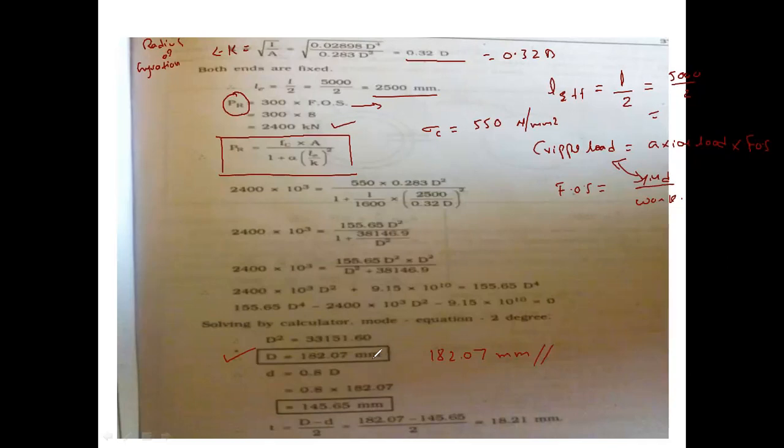Okay. So after getting your capital D, what is the first relation given? Small d is equal to 0.8 times D. Right? Substitute your capital D here, and you will get the small d as 145.65 mm. Then what will be your thickness? Capital D minus small d by 2, which is 18.21 mm.